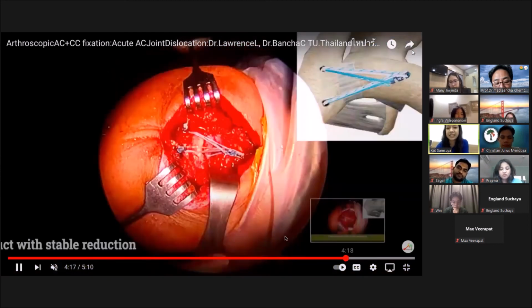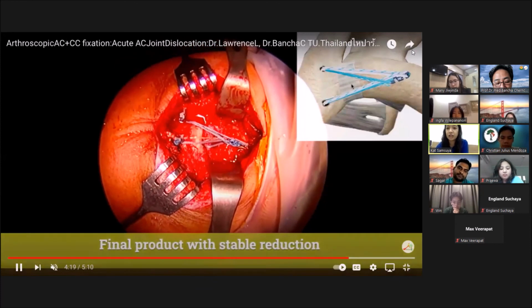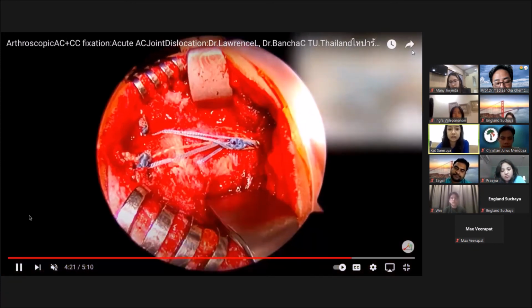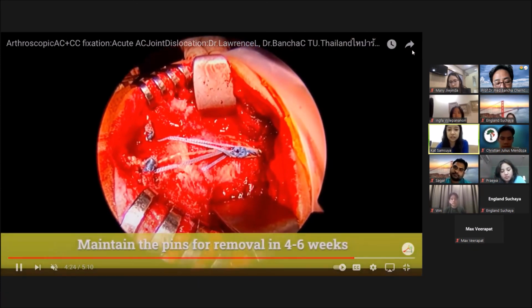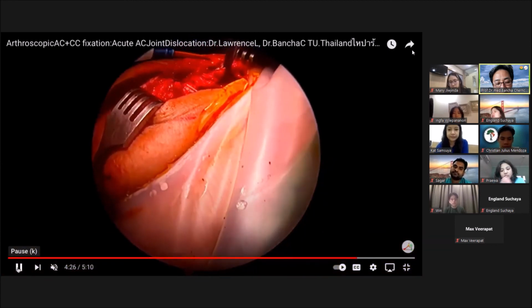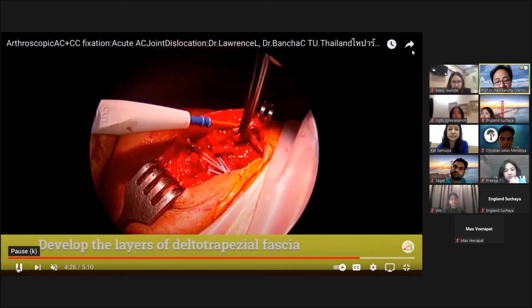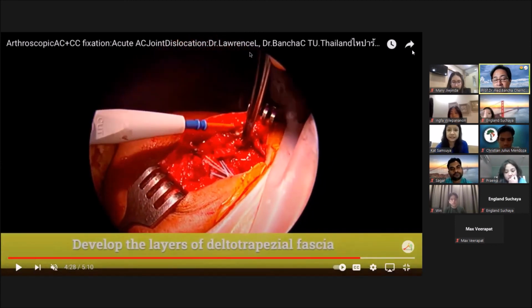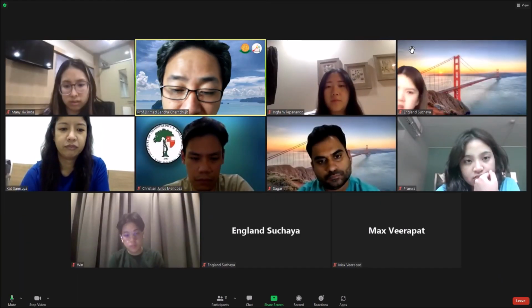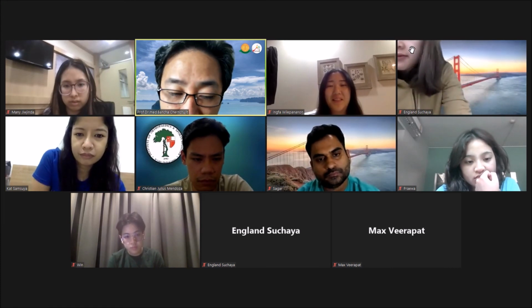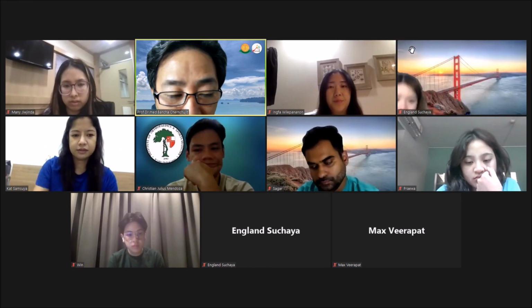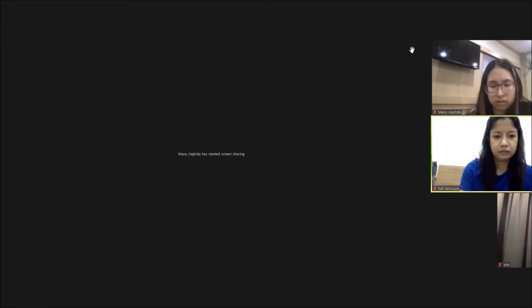That's it, sir. And then after that, do not forget, we always repair the deltotrapezial fascia. Okay. That's it, and then repair it back, right? You understand, right? So we need to stabilize both the CC and also the AC. CC ligament, AC ligament. Okay.